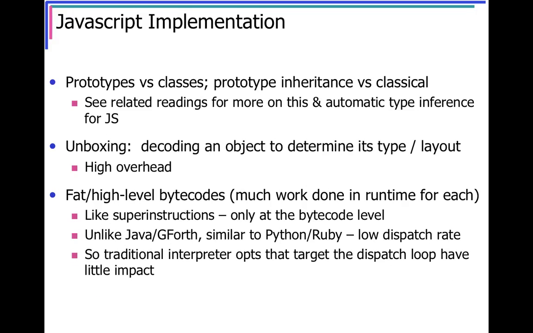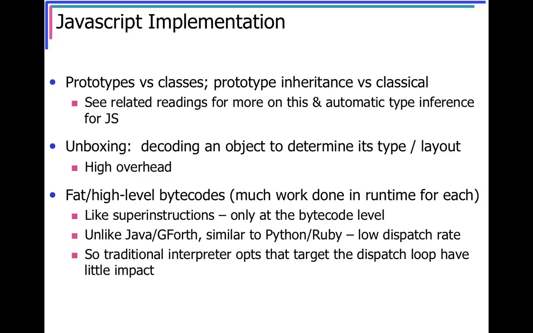As mentioned in the previous slide, JavaScript's implementation of inheritance uses prototypes. This is different than classical inheritance, where we use classes. If you're interested in the difference between prototype inheritance and classical inheritance, I have a set of related readings in the lecture notes, but the scope of these topics is beyond this class since we don't have much time left. Also, if you're interested in automatic type inference for JavaScript, I include some papers on that in the related readings section of the class.